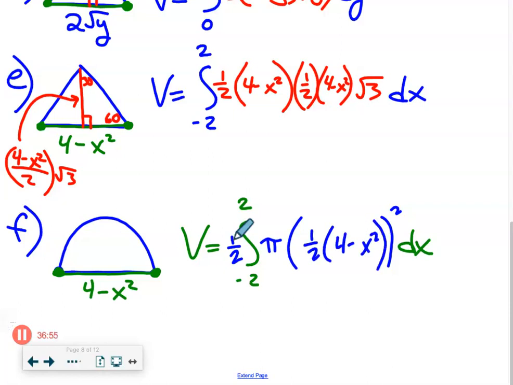The most common mistake is forgetting to square the over 2 part. So if you were to clean it up, this would actually be 1/8 pi times the base squared. So be careful that you square the 2 and not just the 4 minus x squared. Okay, hopefully you get the gist.